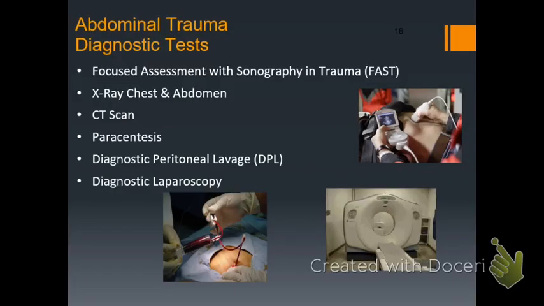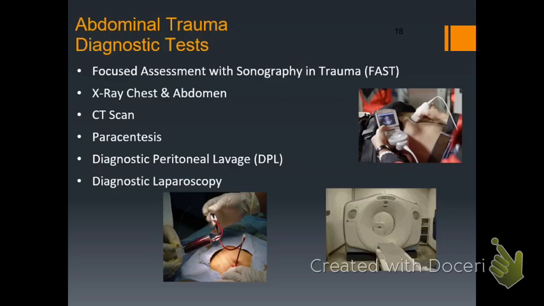So we were talking about the FAST scan. And this, again, is super fast. It is easily done. You can see the guy has his little handheld scanner there. Done quick, done easy, much easier than abdominal CT scan, can detect blood about 100 milliliters or more.